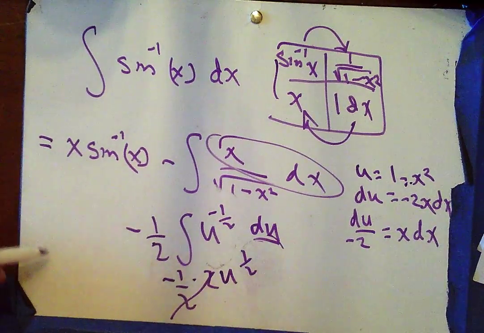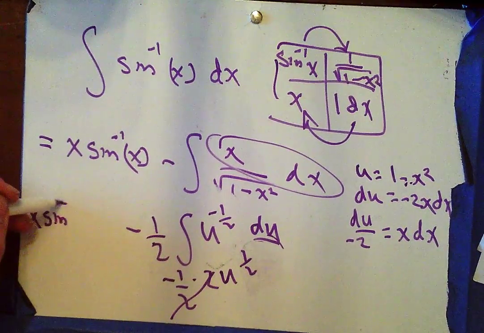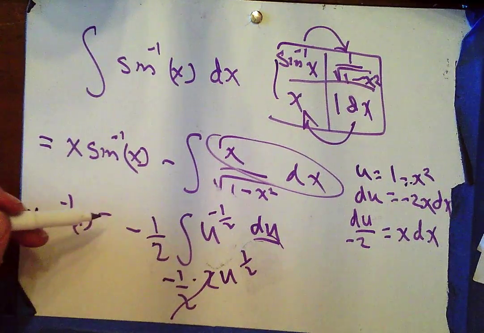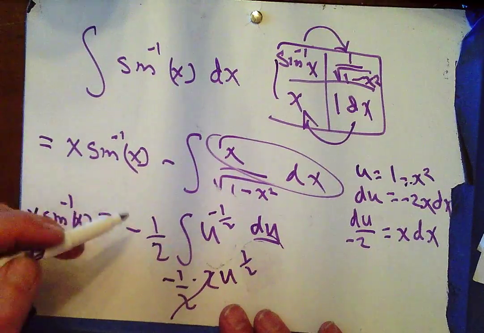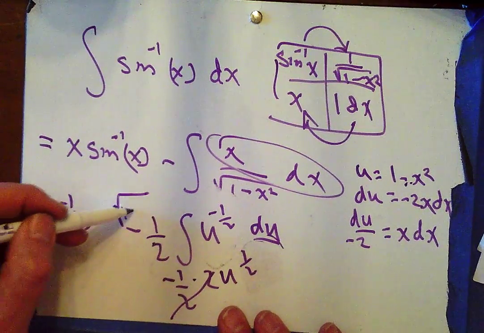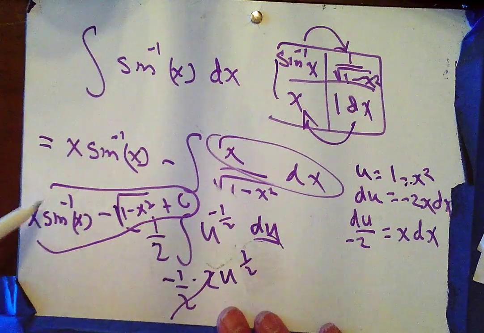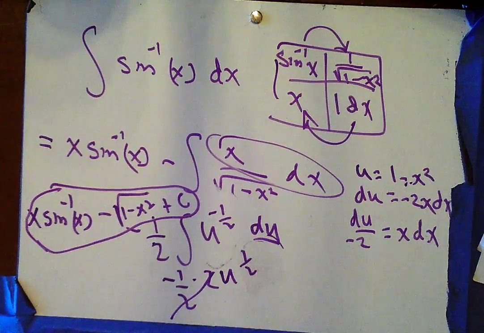So this is then going to be x sine inverse x minus square root of 1 minus x squared plus c. There we go. I know, there's a lot going on here, huh?